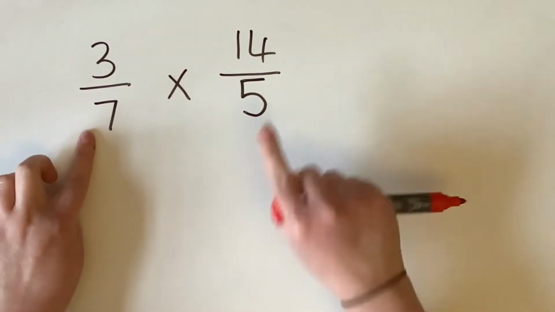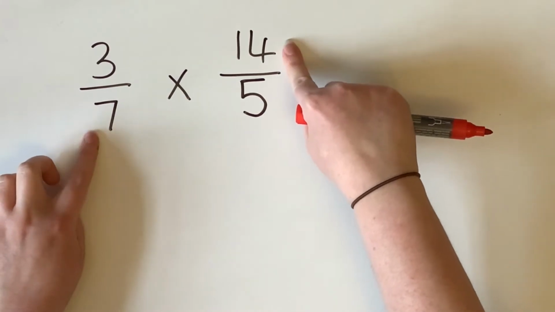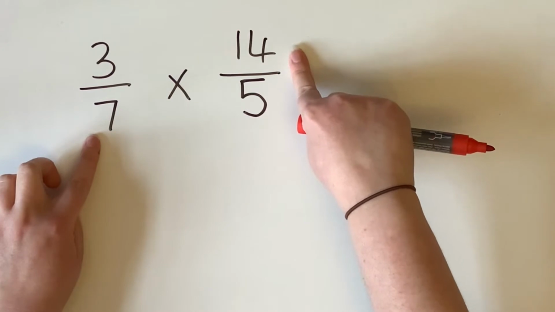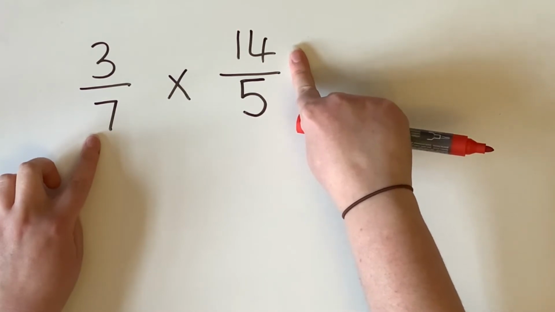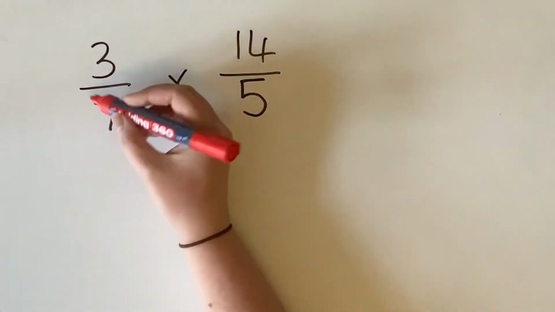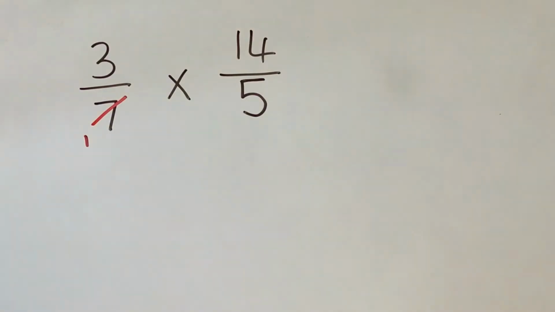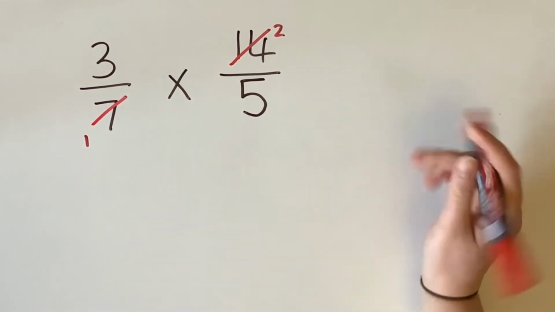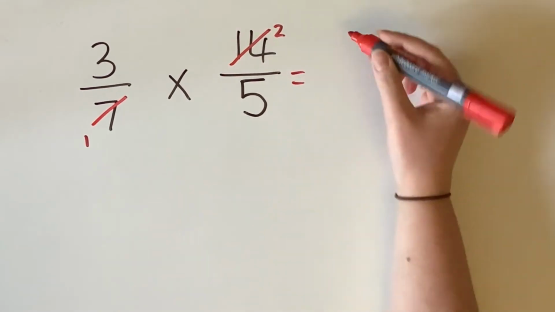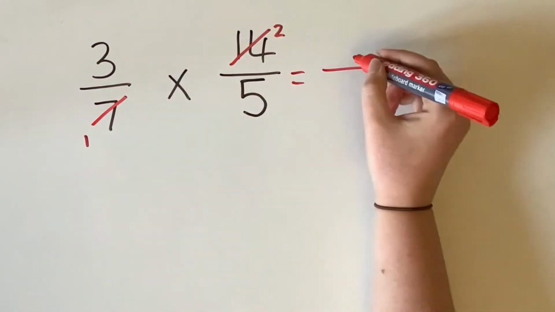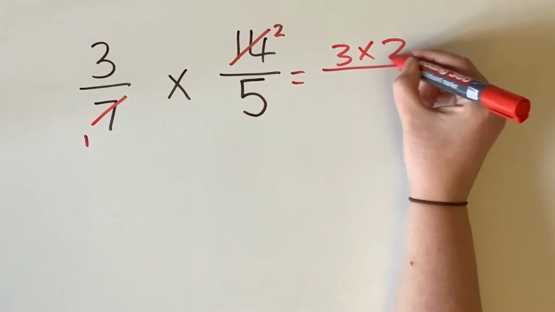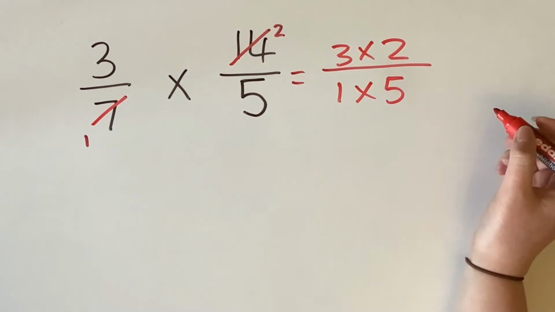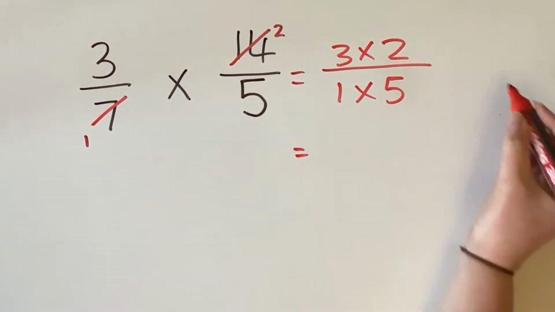Then I look at the first denominator and the second numerator. Can I do any cancelling and simplifying there? Yes, I can, because I can divide them both by 7. 7 divided by 7 is 1, so that cancels to 1, and then 14 divided by 7 is 2, so that cancels to 2. So now what I've got is 3 times 2 and 1 times 5, which is much easier than me trying to work out what 3 times 14 is and then simplify it. So now I just multiply across.